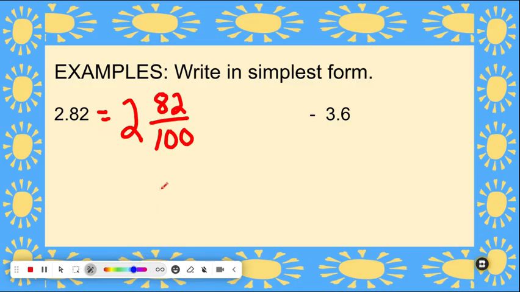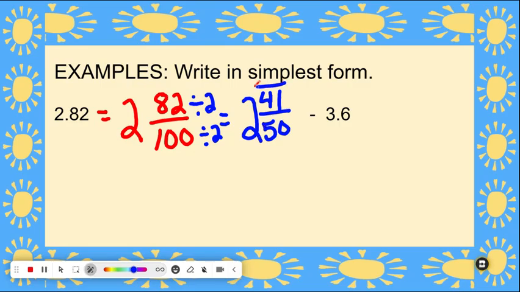And then we have to simplify 82 hundredths. So think about your divisibility rules. What number can go into both? I know they're even numbers, so I know I can divide by 2. So 82 divided by 2 is 41. And 100 divided by 2 is 50, but don't forget to bring your whole number over. So 2.82 is 2 and 41 50ths. Simplify.